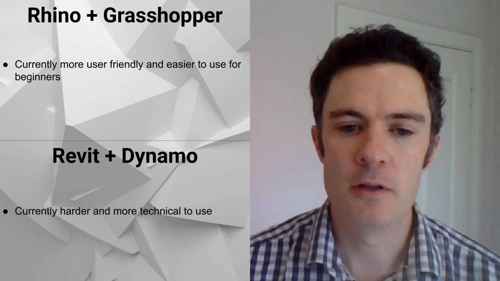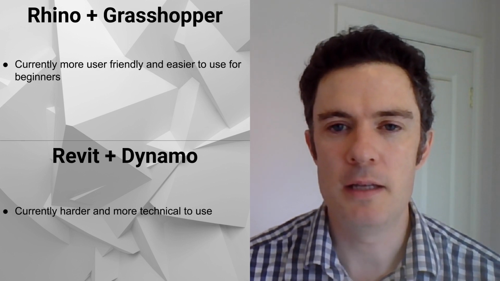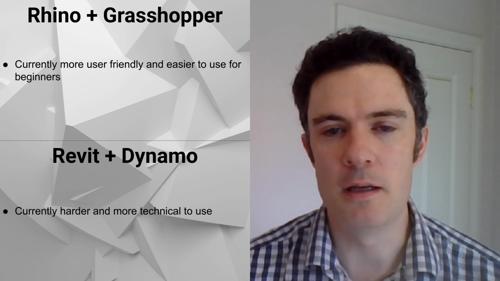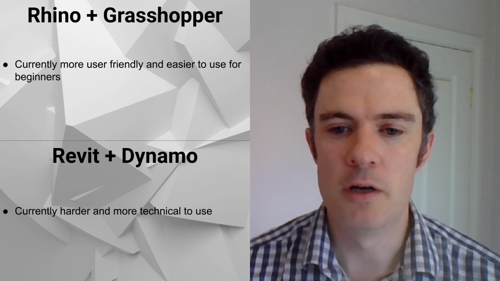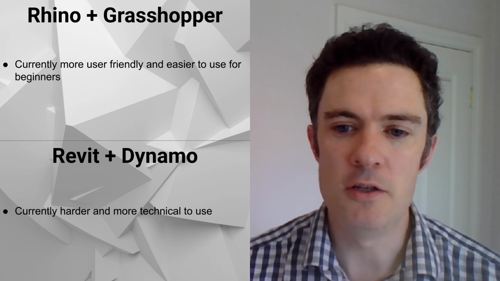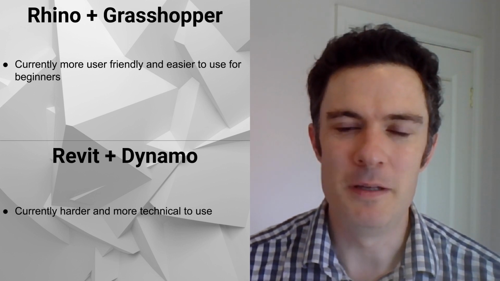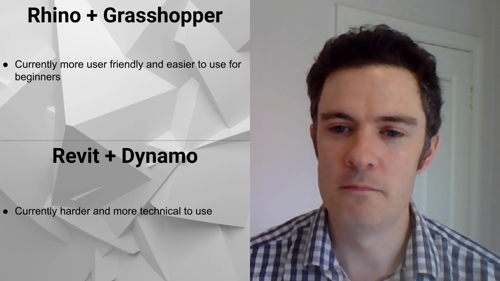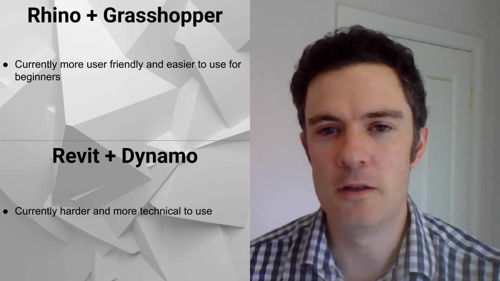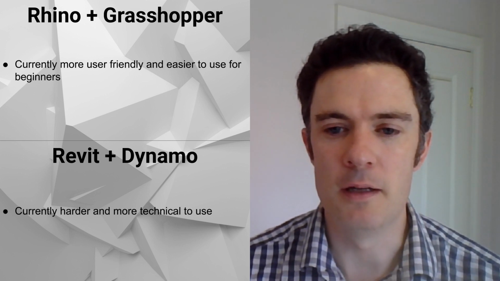Grasshopper is currently more user-friendly, and it's easier to use for beginners and to pick up. Dynamo, it's a bit harder to use at the moment. It's a bit more technical to use as well. It goes slightly more towards programming knowledge than Grasshopper does.